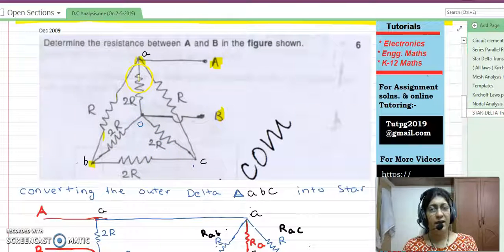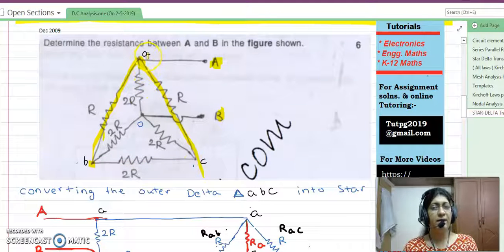Now firstly, if you convert the internal star, then these terminals A and B will go away. But this should not happen. A and B should not go. This resistance OA between the branches should not go. So what we do, we convert the external delta into star. Understood the reason? We should convert the external delta into star.